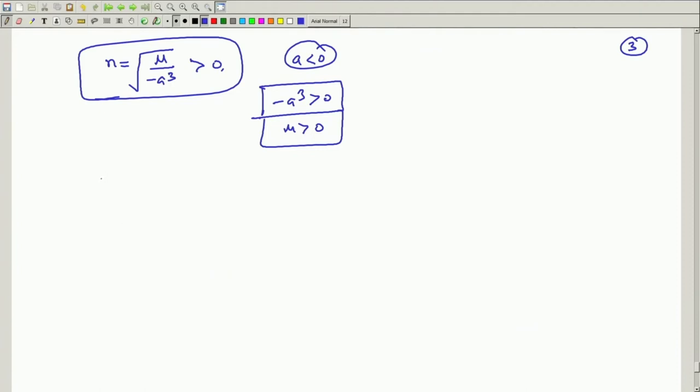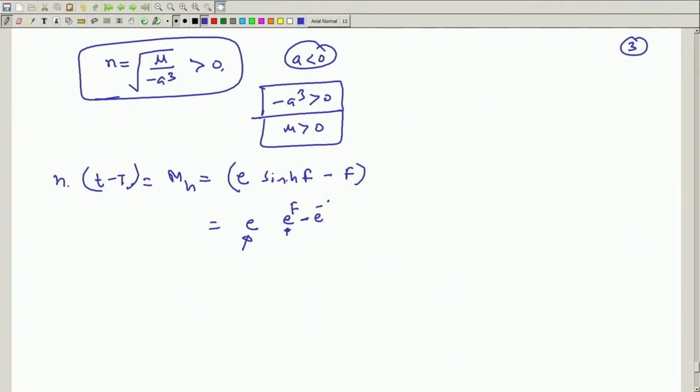and obviously, in the result where we have written t minus t naught times n equal to e sinh f minus f, you can see that this is eccentricity. Okay. And here this is your base, this is not eccentricity. So, e to the power f minus e to the power minus f divided by 2, this eccentricity and this are different, these are not the same, it should not be confused with, where the cosh f we have written as e to the power f plus e to the power minus f divided by 2.